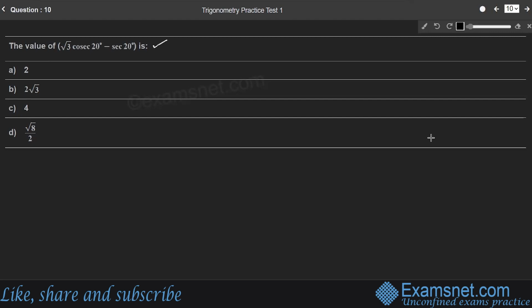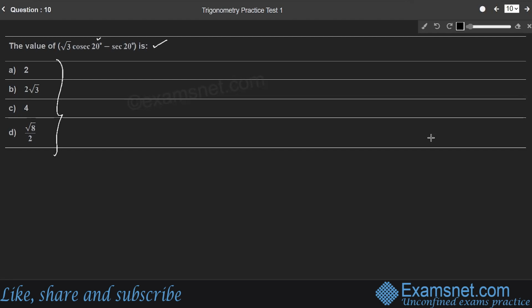Question number 10. The value of root 3 into cosecant 20 degree minus secant 20 degree is... So here whole numbers are given. So the value of the given expression is a whole number. We need to find which of the given options is correct.